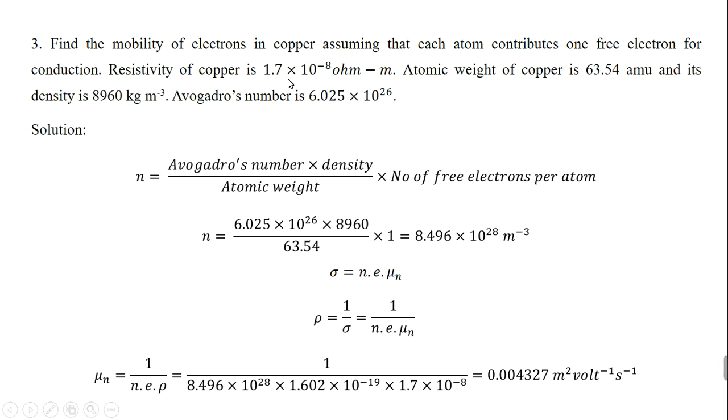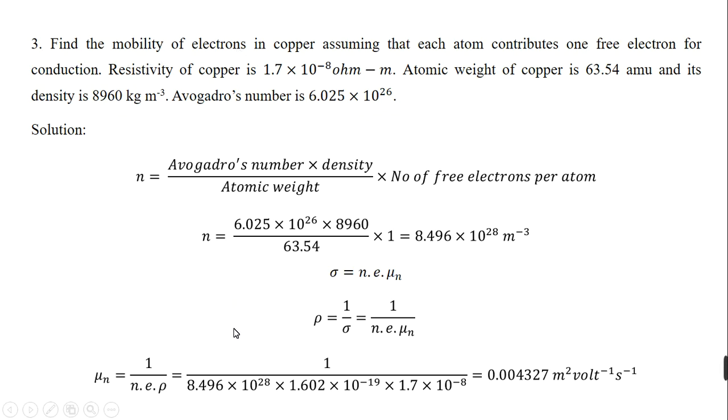Resistivity, that is rho, is given to you. Atomic weight is given to you. Density is given to you. The Avogadro number is mentioned in the problem. So first we have to see what is to be determined here. Find the mobility of electrons, that is mu is to be determined.